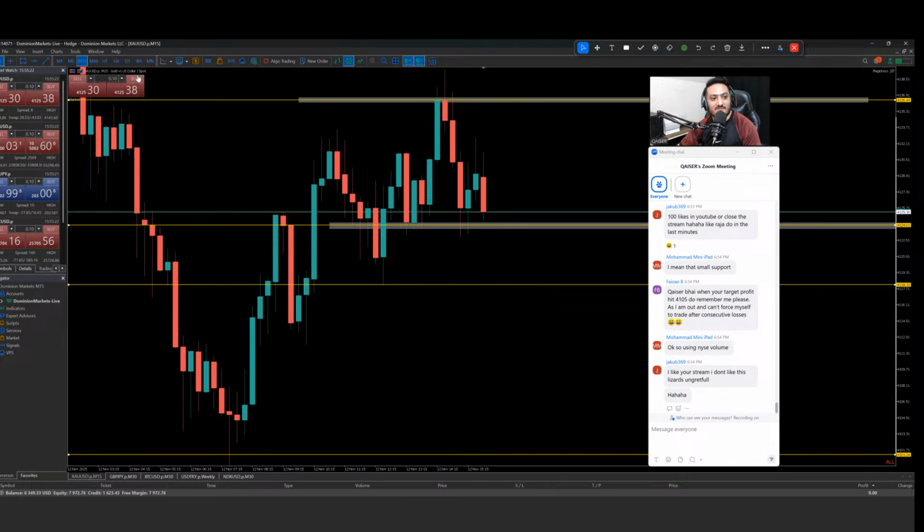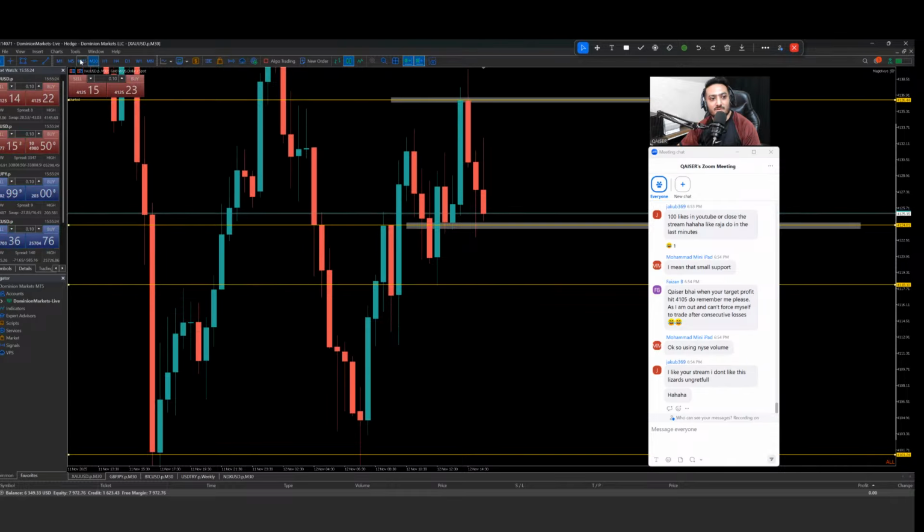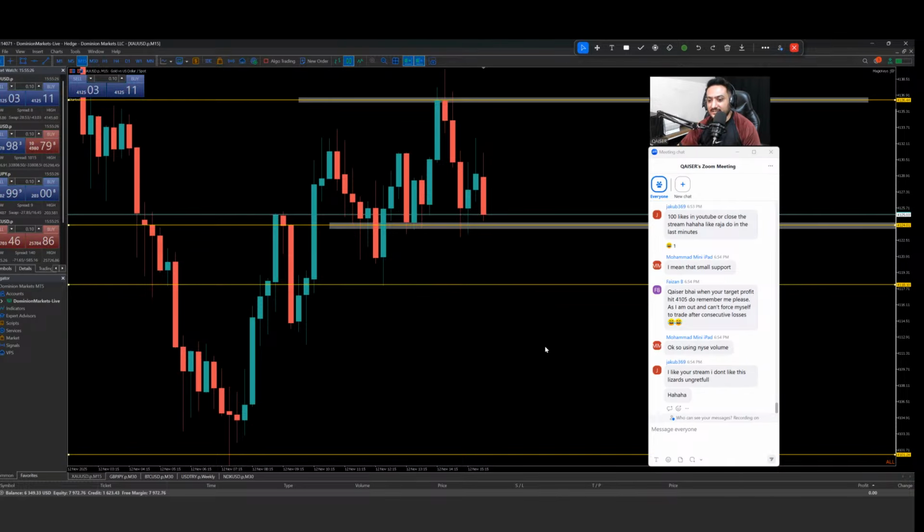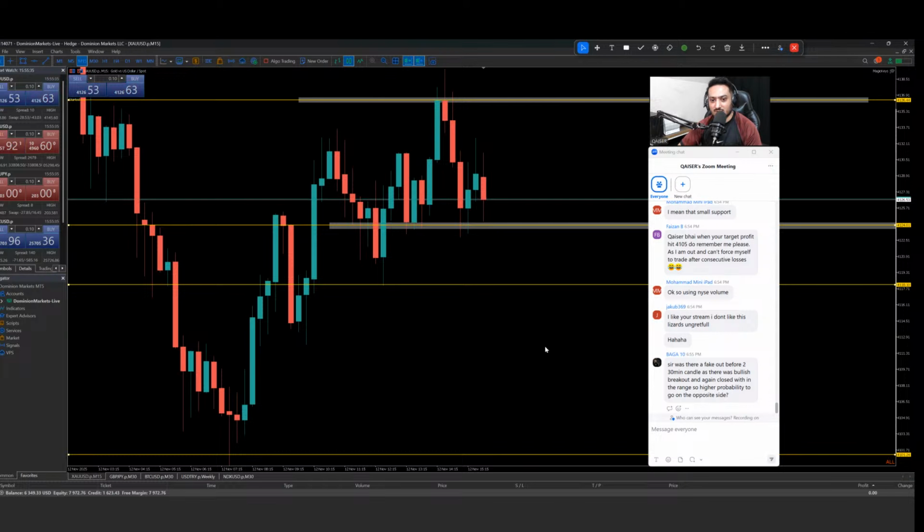5 minutes left for the candle to be closed. Okay, so using NYSE volume. NYSE volume will appear right after 30 minutes of this candle close. So let's see how this is about to be closed. If it closes somehow like this, then there's nothing for me on the table. Then we need to wait for 30 more minutes. If NYSE brings something, the 30-minute candle should close below the support or close above the resistance to take a sell or a buy.